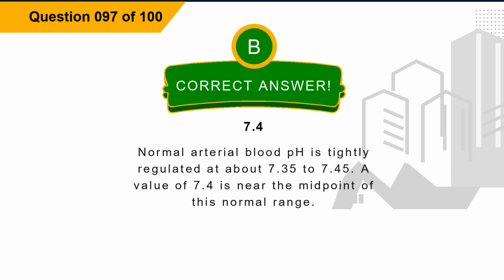7.4. Explanation: normal arterial blood pH is tightly regulated at about 7.35 to 7.45. A value of 7.4 is near the midpoint of this normal range.